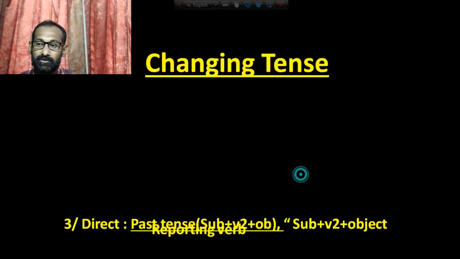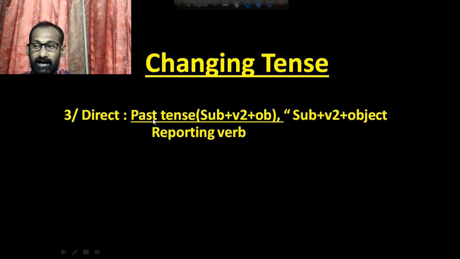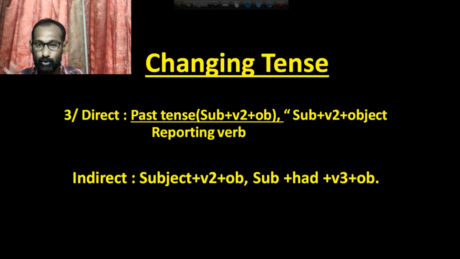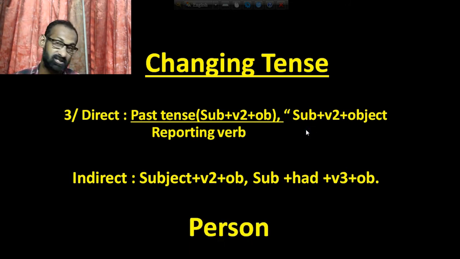Now rule number 3, if you find that the reporting verb is in past tense and reported speech is also in past tense, then you have to make it past perfect tense at the time of changing. Okay, look at the structure. Here is subject plus verb 2 plus object. Then if you find the past tense again, then you have to change it into past perfect. That means the structure of past perfect is subject plus had plus verb 3 plus object. Okay, and you have to also change the person too.